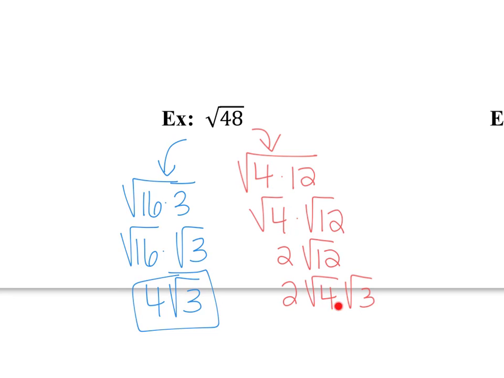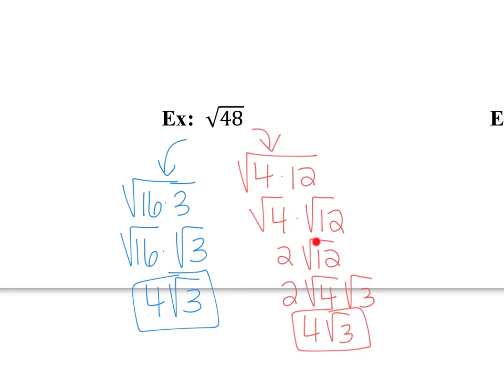Now the square root of 4 is 2, so this 2 would multiply this 2, give me an answer of 4, which leaves me the square root of 3. So you can see if you follow the blue or the red, you actually get the same answer. But it takes a lot more work to get there doing the red.